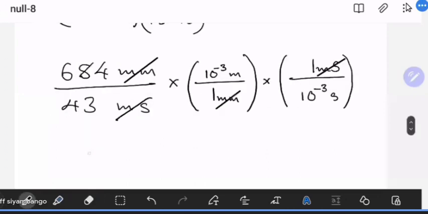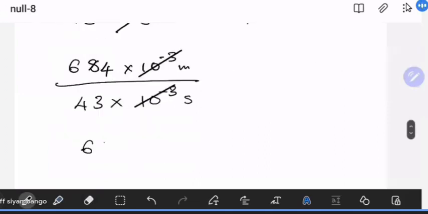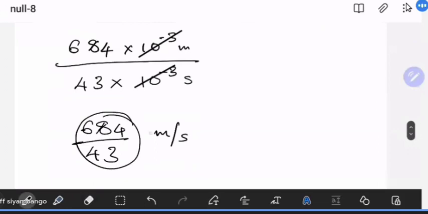So now you remain with the numerator, 684 times 10 to the power minus 3 meters, over 43 multiplying 10 to the power minus 3 seconds. See what I mean when I said the milli will cancel with the milli. This will cancel with that. So now you remain with 684 over 43, and this would now be in meter per second. You can perhaps even divide this so that you get something in decimal if necessary, and then just write it to 3 significant figures. Have you got that?